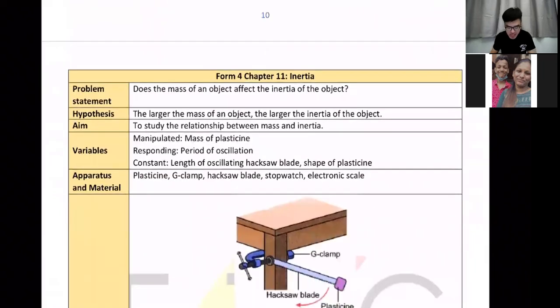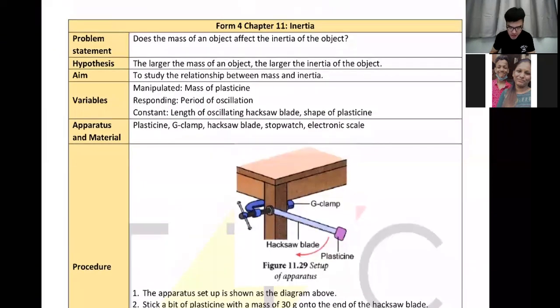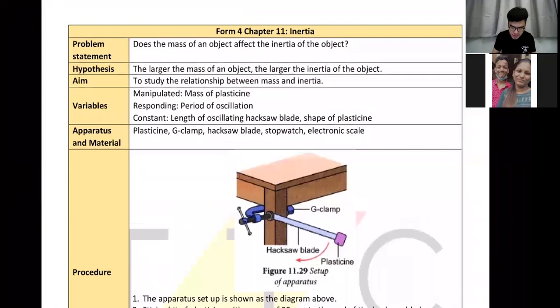All right, inertia, yes, this one they will ask. As you know, mass will affect inertia. So mass is my MV, inertia is my RV. So you can see, does mass affect inertia? Does MV affect RV? So this one you can say the larger the mass, the larger the inertia. This one you can write the aim: to study the relationship between mass and inertia. Oh, exactly the same as mine.